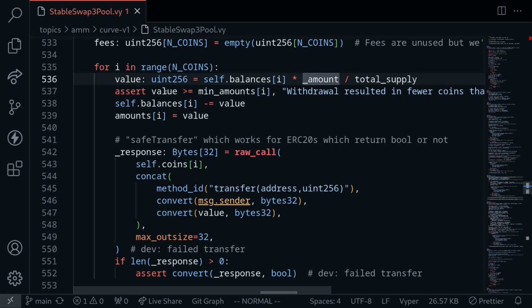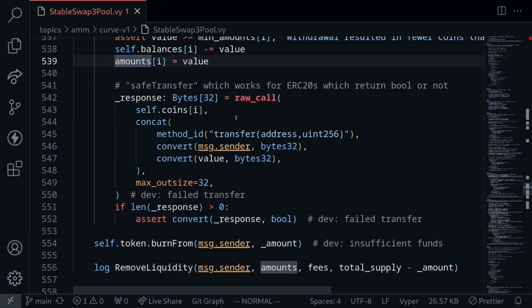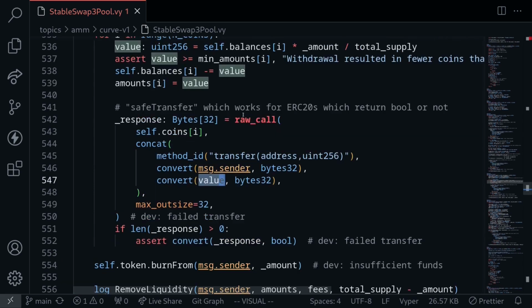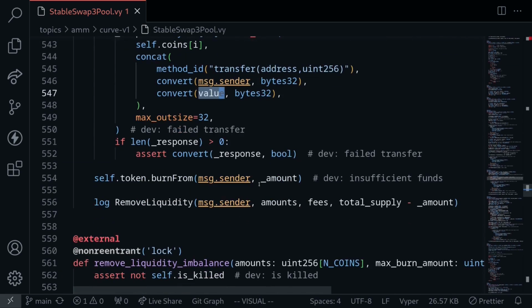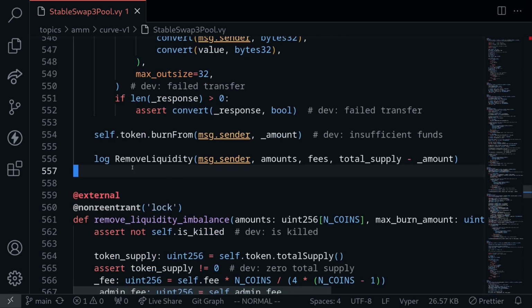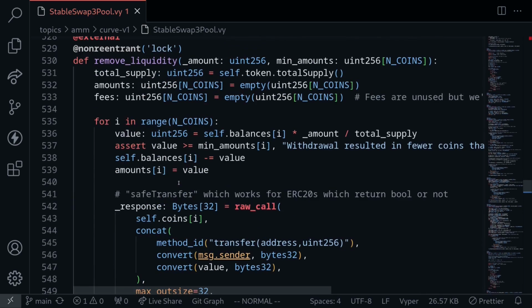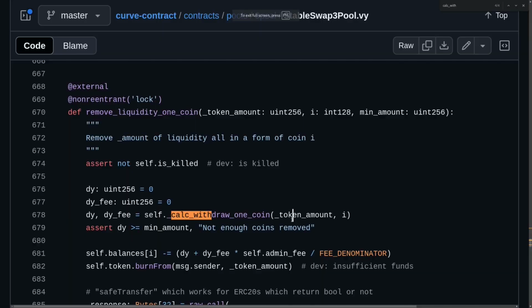And then it checks that this value to be sent back to the caller is greater than or equal to the minimum amount specified by the caller. Updates the balance, and then stores this amount to be sent to an array called amounts_byte. Next is the part where it actually transfers the tokens to the message sender for the amount value, which is calculated over here. And then it burns the LP tokens, and then it emits an event called remove liquidity. So this is a function to be called if you wanted to just burn your LP tokens, and in return you will receive all of the tokens inside the pool in the ratio of LP tokens that you burnt. The function remove liquidity 1 coin is called if you wanted to withdraw your liquidity all in a single coin.